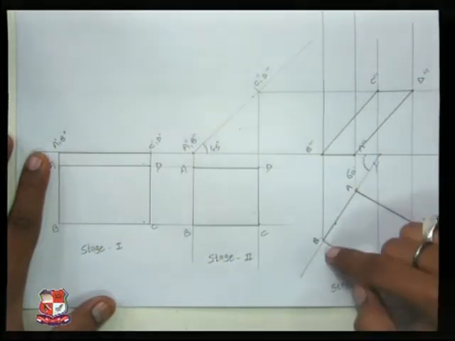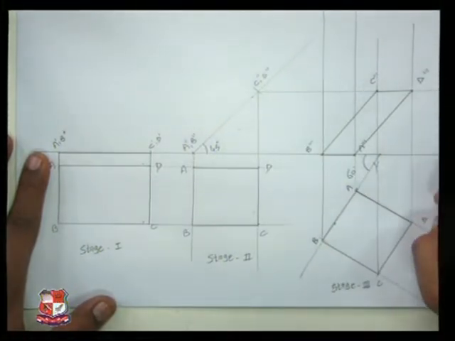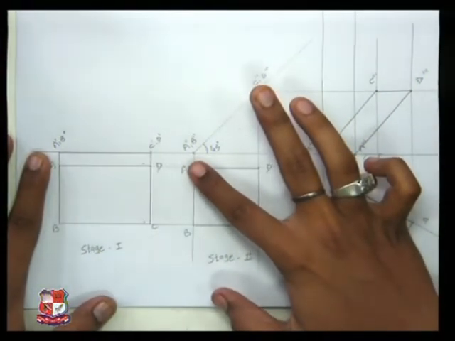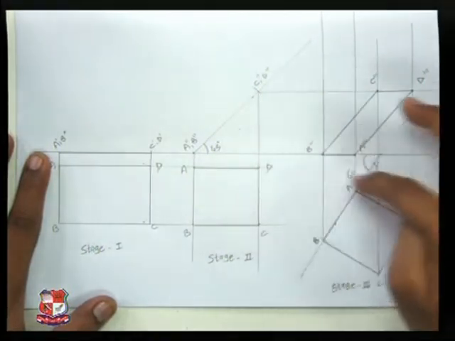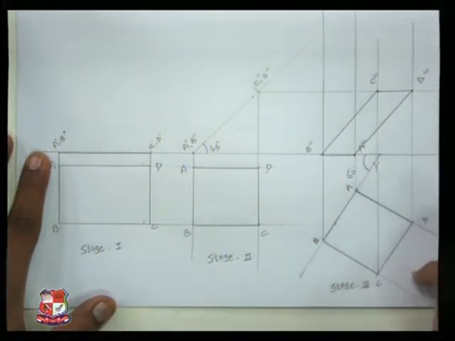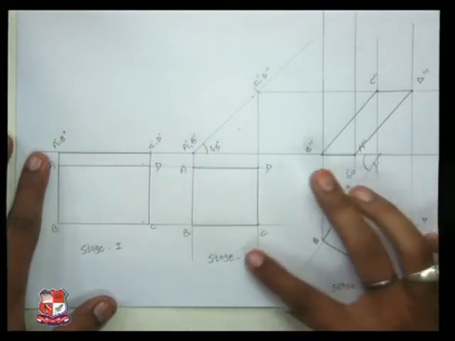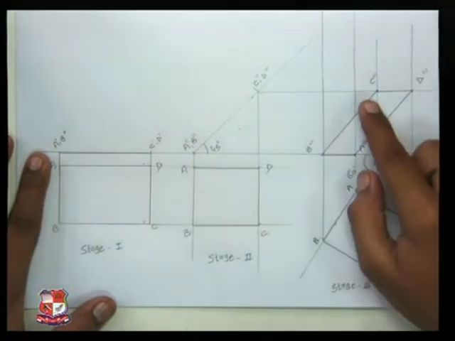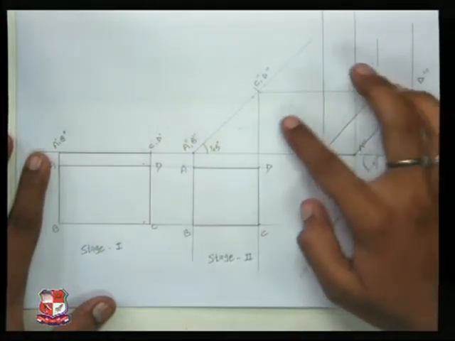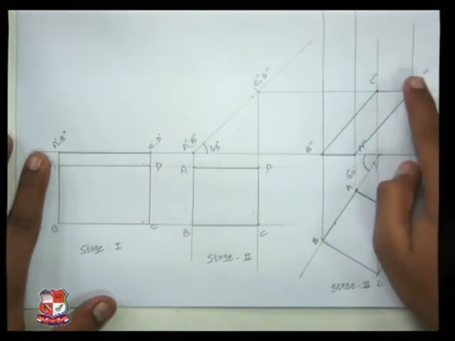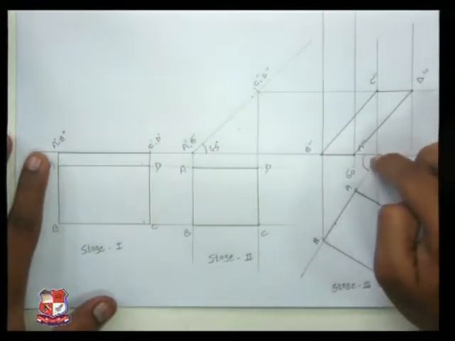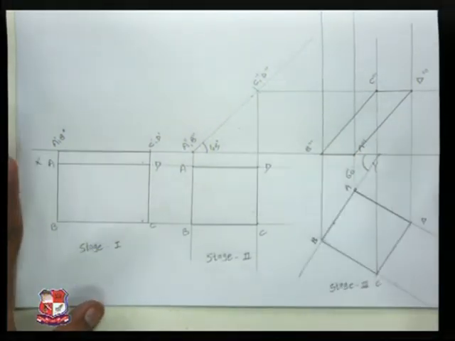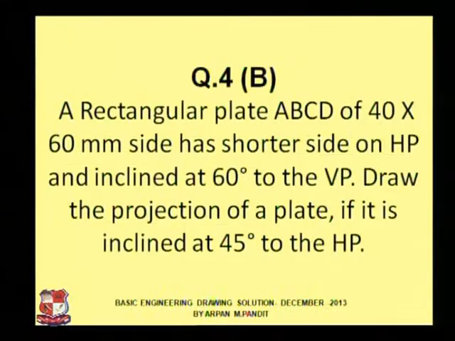From A and B I have drawn perpendicular reference lines. Then I know the distance between A and D, and taken the arc. That's how I have done the replica of stage 2 at 60 degrees, taking the vertical projections extended, taking the horizontal projections, matching it. I've got the final product as the shorter side is resting on the XY line, and this is how you can draw this problem.